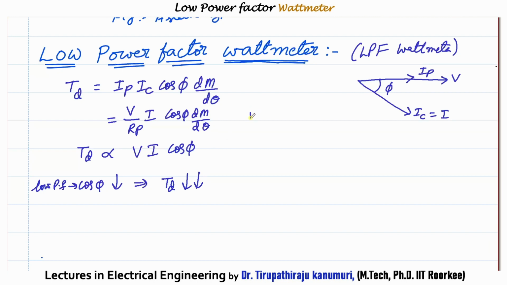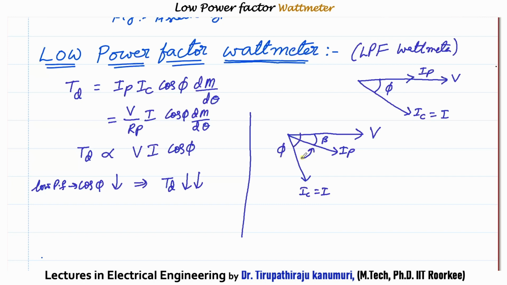Second, practically the inductance of the pressure coil cannot be neglected. So practically, if this is V, the value of IP will be lagging behind the voltage by some angle beta. Let us assume the current passing in the current coil, IC, is equal to I, making an angle of phi. The angle between IC and IP I am taking as phi dash.